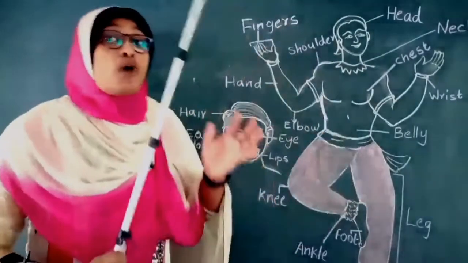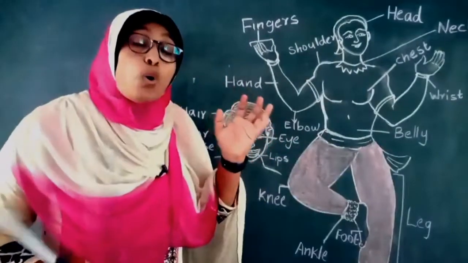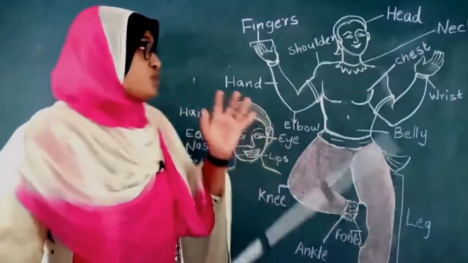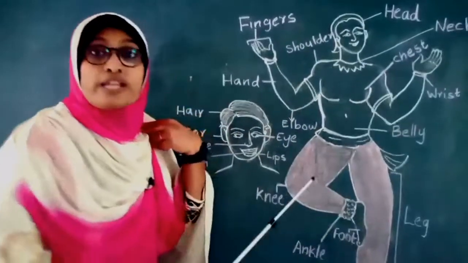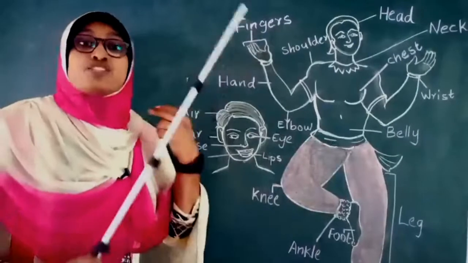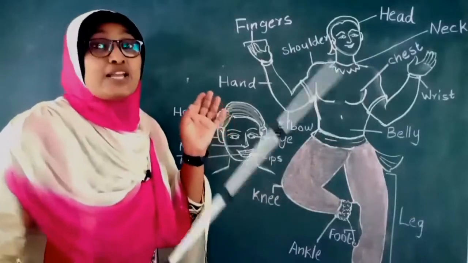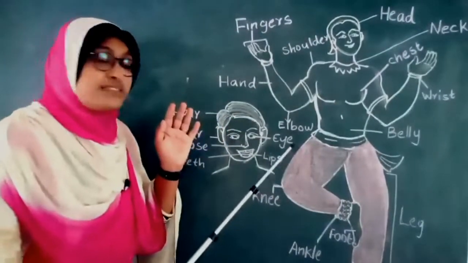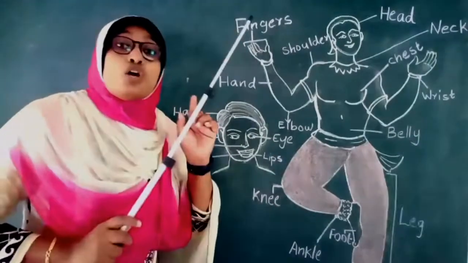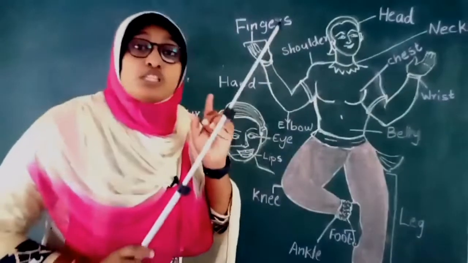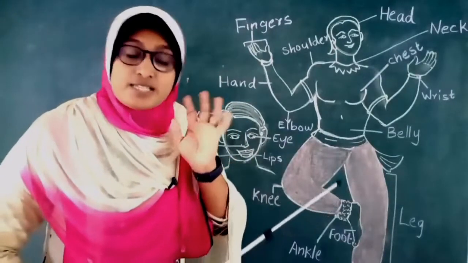I told you, while dancing, a dancer has to move almost all his body parts. This is a dancer and he is showing his body parts. Students, you have a work to do. You have to draw a picture like this and mark its parts, body parts. Is it clear for you?